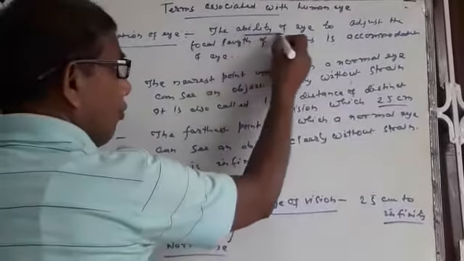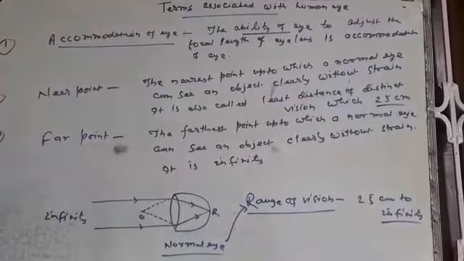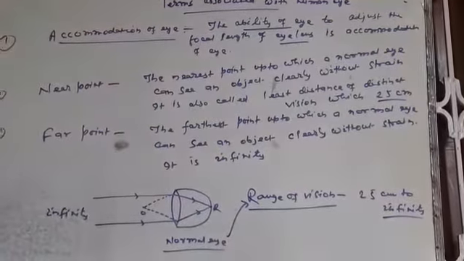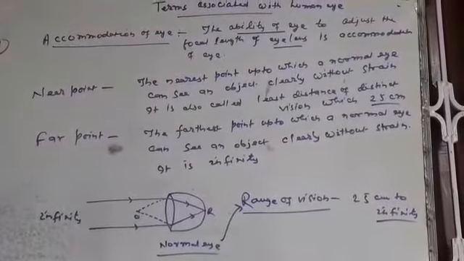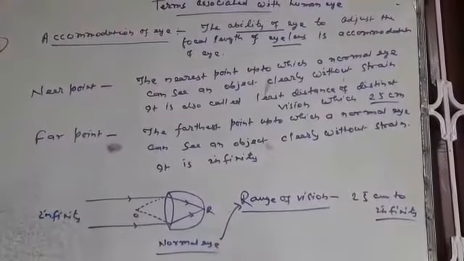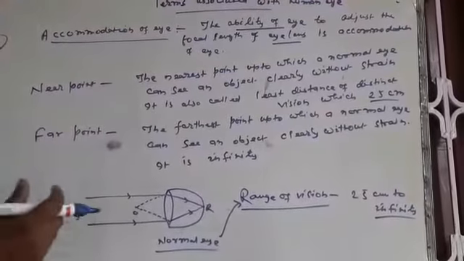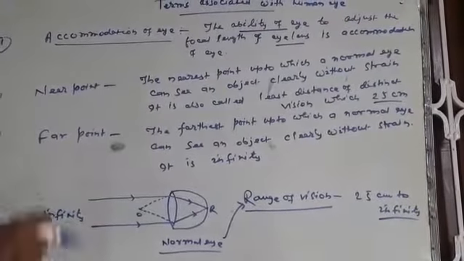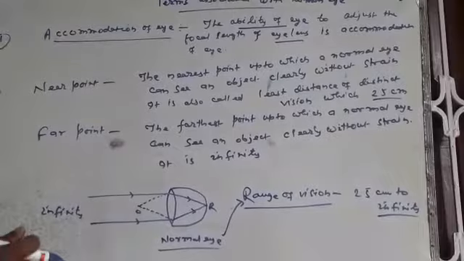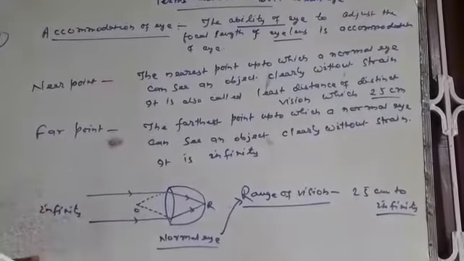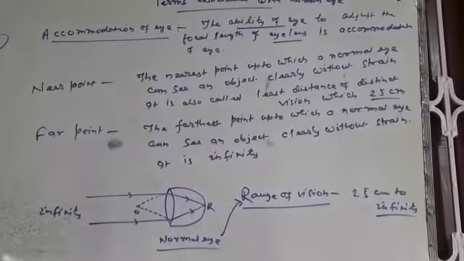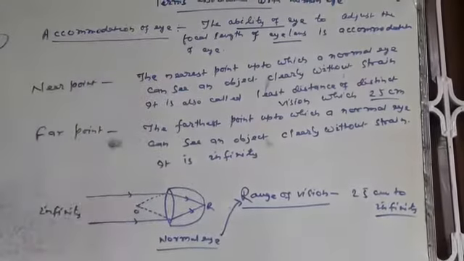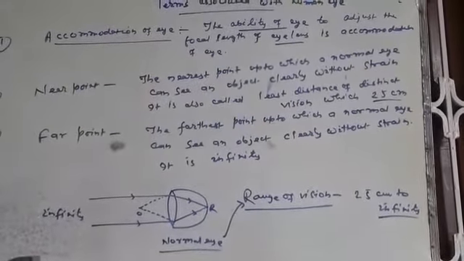The ability of the eye to adjust the focal length of the eye lens is called accommodation of the eye. Ability of the eye means we are able to see nearby objects as well as distant objects. With the same eye, we are capable of seeing the nearby object and the distant object. This is known as accommodation of the eye or power of accommodation.